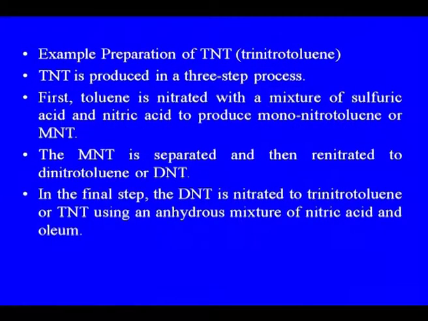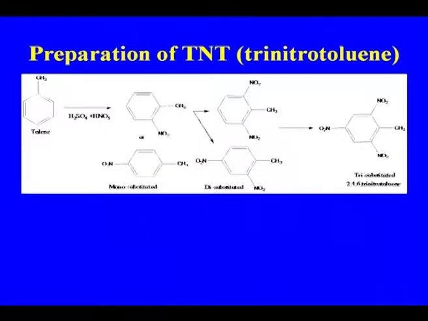Example of preparation of TNT. TNT is produced in three steps. In the first step MNT is made, and there we are using mixed acid as a catalyst. From MNT we get DNT, and from further nitration we get TNT. This is the reaction that takes place in making nitrotoluene from toluene.